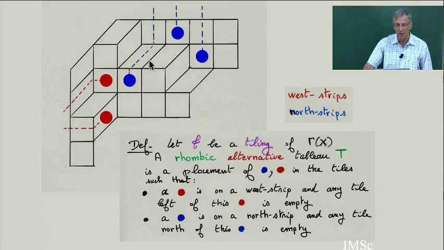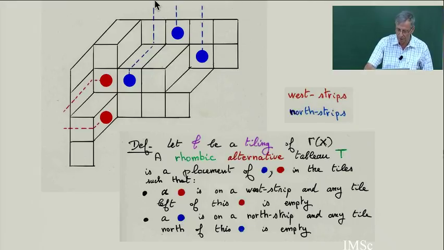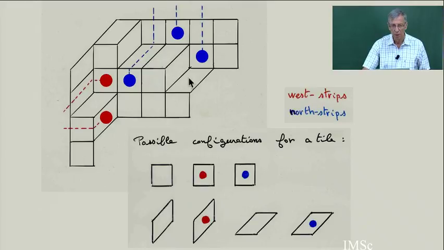So the condition is that you put some color on any cell, such that at the left of a red, there is nobody. Left means following the red line going to the left or to the southwest. Now for a blue, you can go north or northeast. So this is the blue line. When I say at the north of the blue, there is nobody. It's following this blue line in this direction. And you see, this is a possible configuration for a tile.